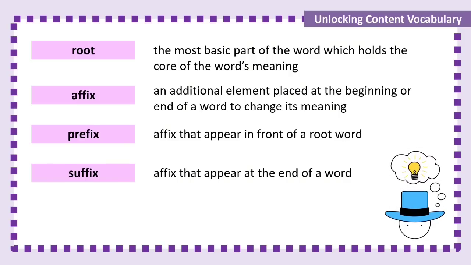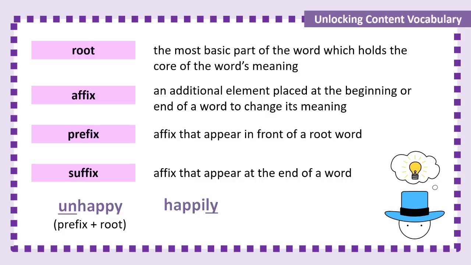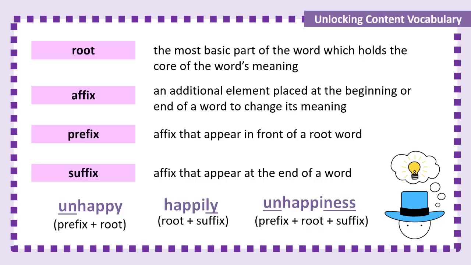Let me give you examples. Let's have the first word, unhappy. Here you have the prefix un and the root word happy. Happily. Still, we are using the root word happy, but we have a suffix ly. For words like this, we change the y of happy to i, and then we add the suffix. Unhappiness. This word is still from the root word happy, but we are using affixes. The prefix is un and the suffix is ness.